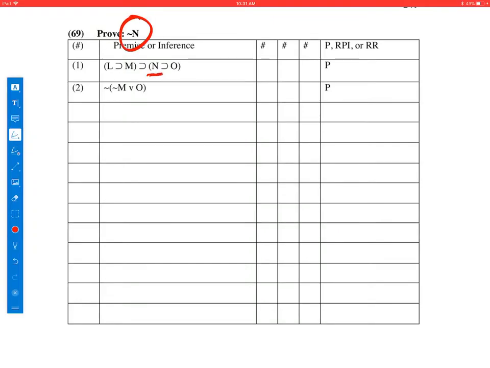Welcome back. Just a couple problems to go. Not N is our goal here, which we will have to pull out of that consequent somehow, which means we need to get to L then M. The only thing we have to work with is line 2. It's a negated disjunction, so I'm going to apply a De Morgan's to it and see what falls out: M and not O, from 2 by De Morgan's.